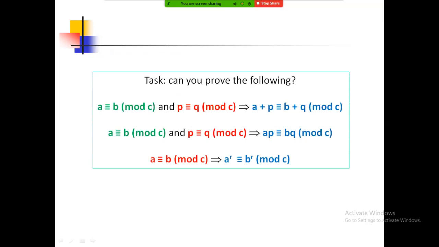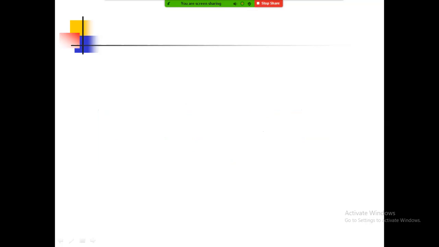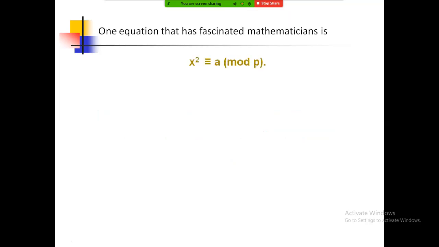Next. This we have studied, yesterday itself we have seen this one. If A is congruent to B mod C and P is congruent to Q mod C, then A plus P is congruent to B plus Q mod C. We studied this in the second unit, theorems. And the product AP is congruent to BQ mod C. In terms of powers, if A is congruent to B mod C, then A power R is congruent to B power R mod C.